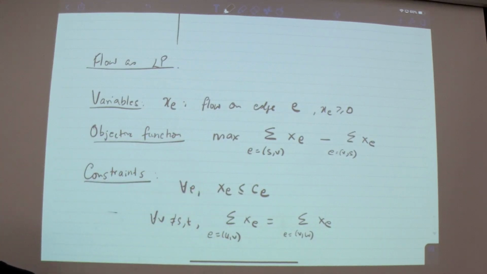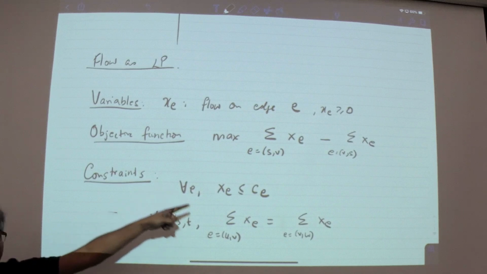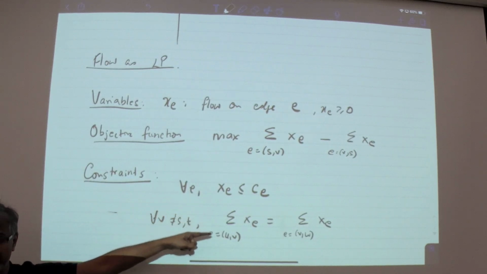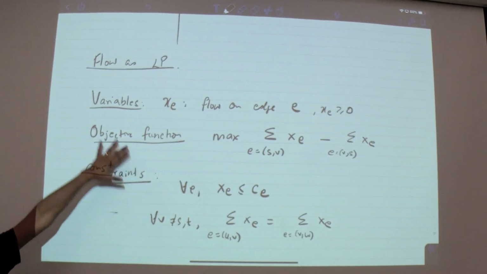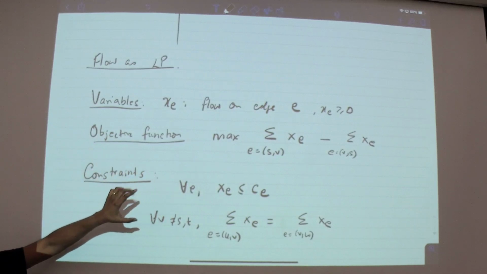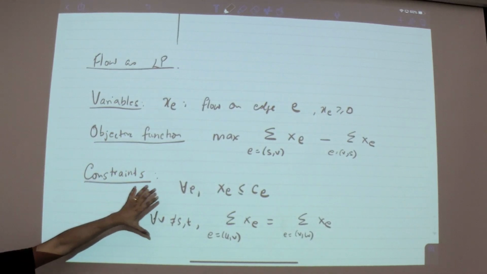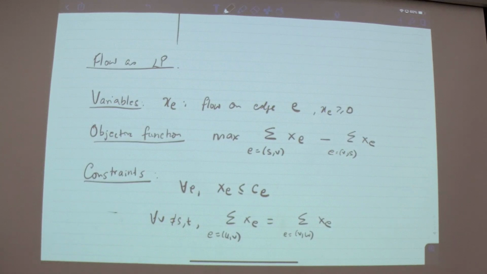Is there anything else we need? Are we missing anything? If this is our flow polytope, will every point that satisfies these conditions be a valid flow? That's what you'd ask. I'll forget the objective for a second. Does any set of values of x that satisfy these constraints constitute a valid flow? Not a trick question. I'm just asking. Are you convinced?